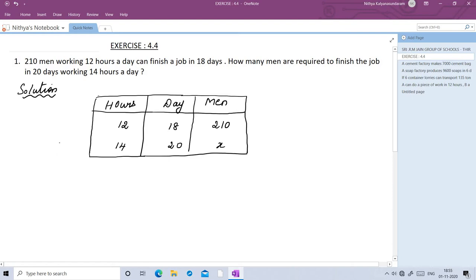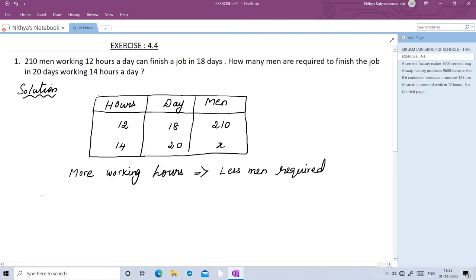So we see here more working hours, less men required. Then also more number of days, less men. So it is inverse operation. So we know it is compare. While you are looking at this tabular column, more working hours implies more working hours means we need less men required.